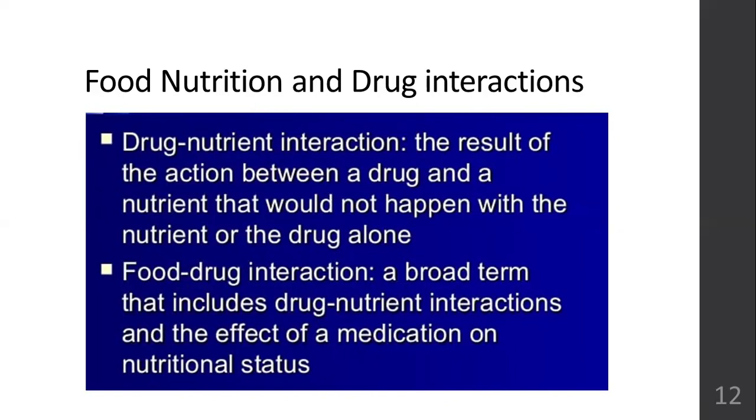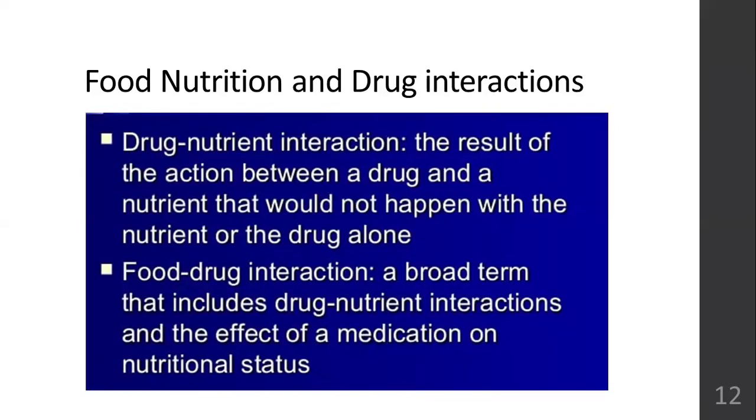Okay. So for drug nutrient interaction, there are two types of interaction. Drug nutrient interaction means that because of the mechanism of action of a drug, a nutrient will not be absorbed properly, or a nutrient will be absorbed in a more than required amount. Okay, which will negatively impact the patient's health.